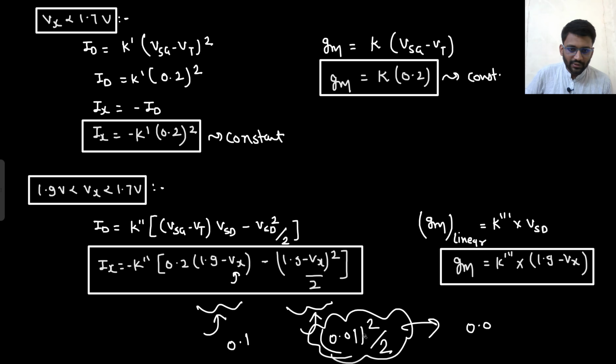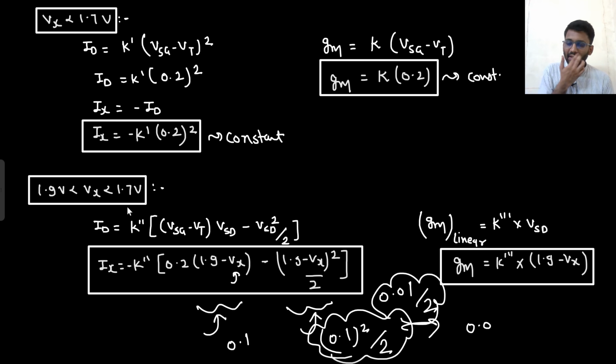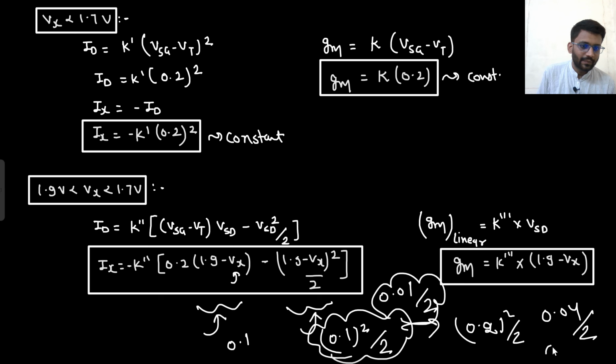It will be 0.1 square by 2. I am really sorry, it would be 0.1 square by 2 if Vx is 1.8. So overall the value will be 0.01 by 2, very less. If your Vx is 1.7 volt, what will this value be? It will be 0.2 whole square by 2, so it would be 0.04 by 2, that is 0.02. This is also very less.